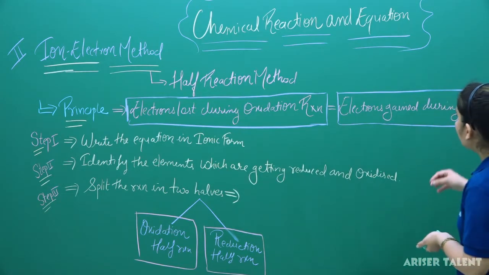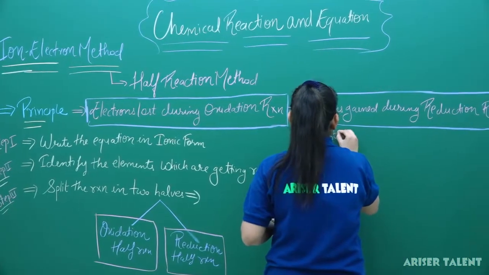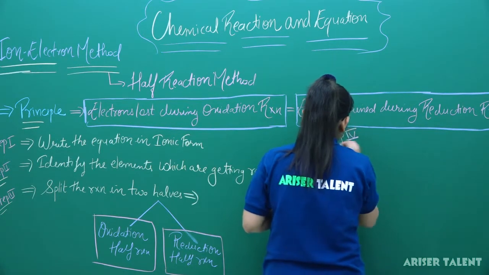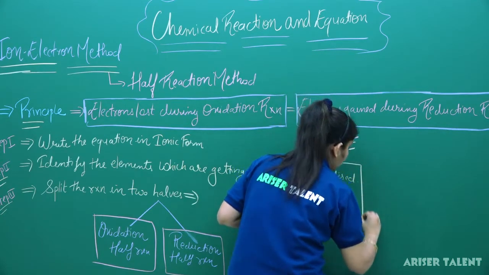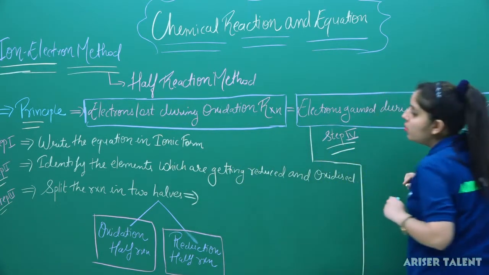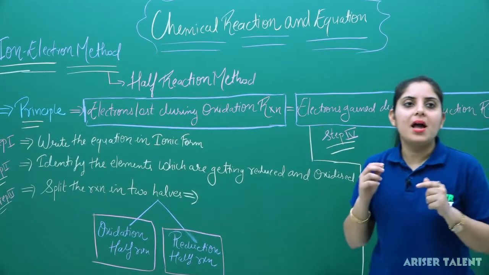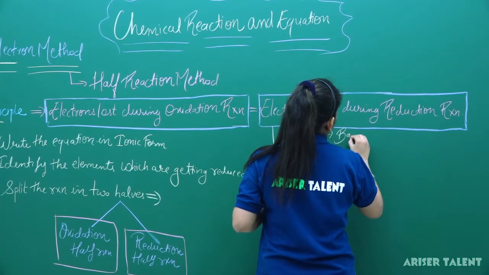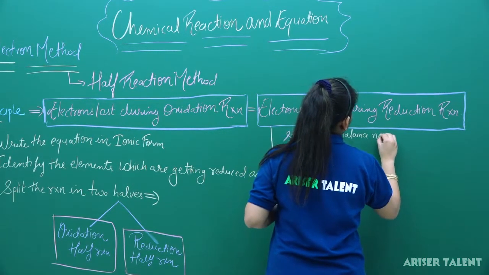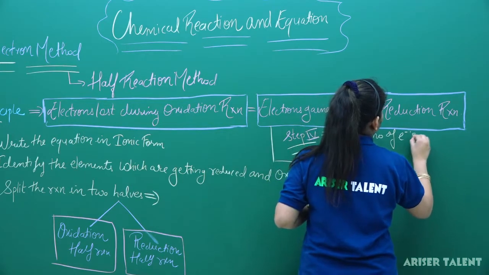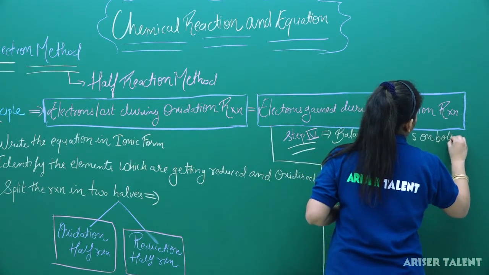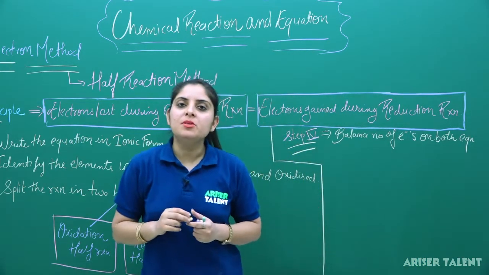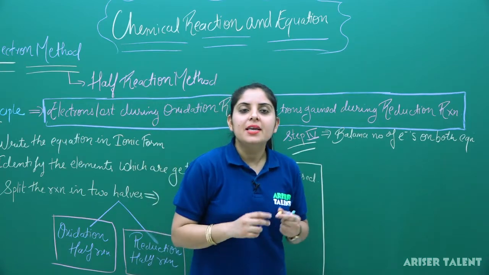Now what will be our step number 4? In step number 4, we will try to balance the number of electrons on both sides of the equation.